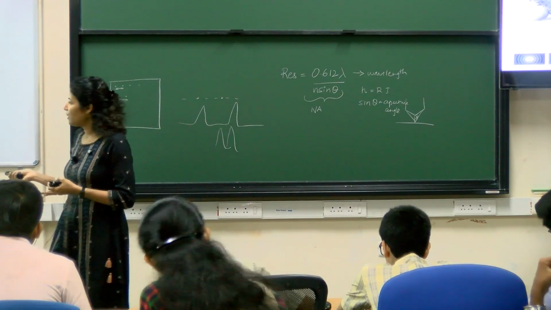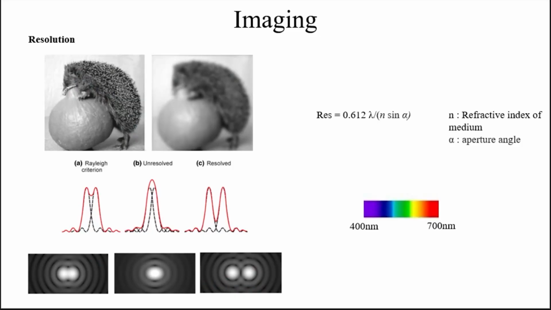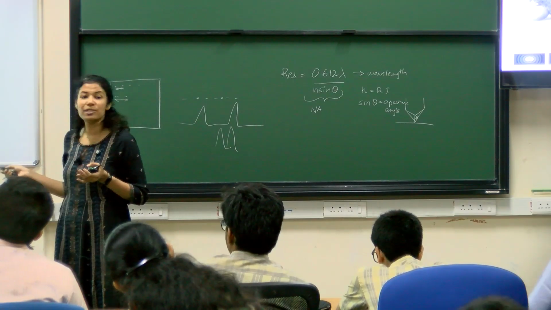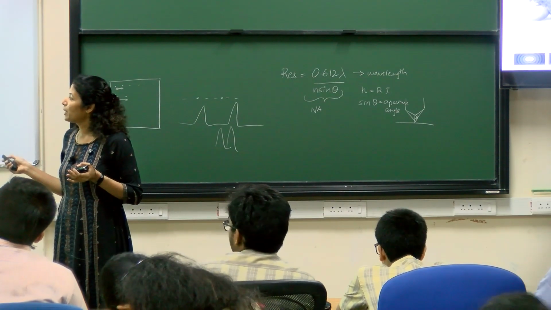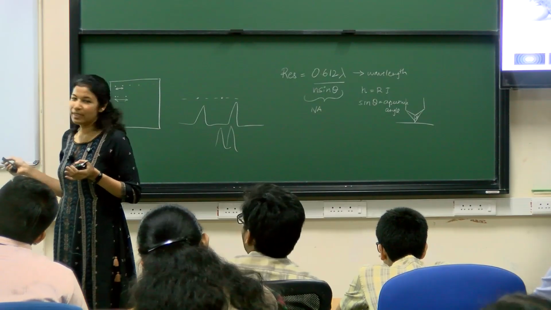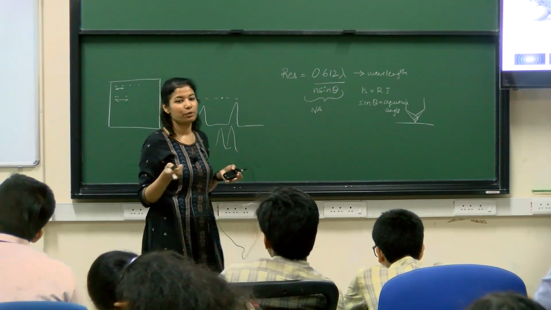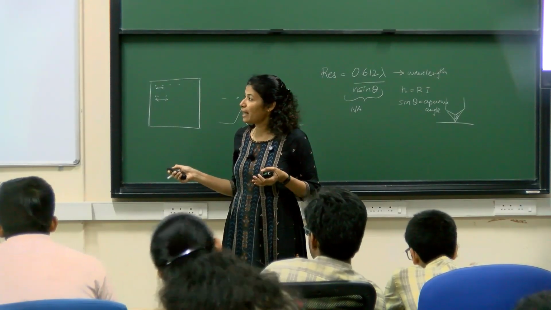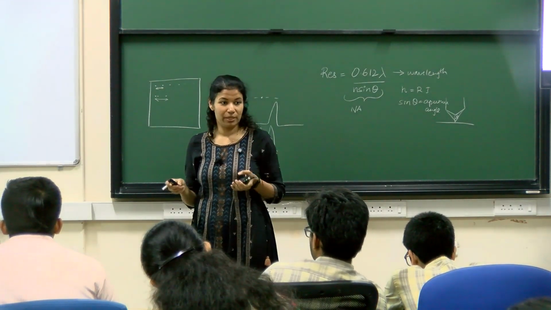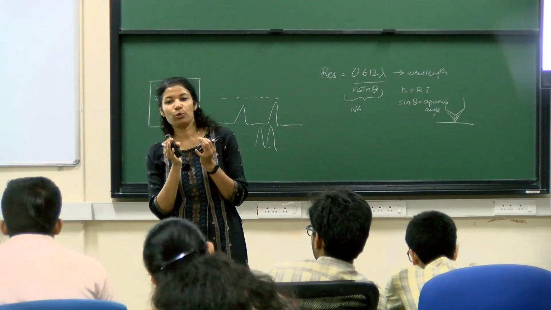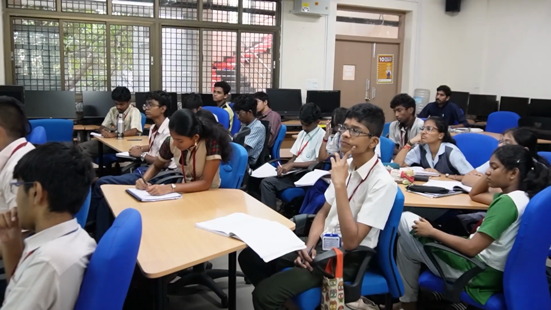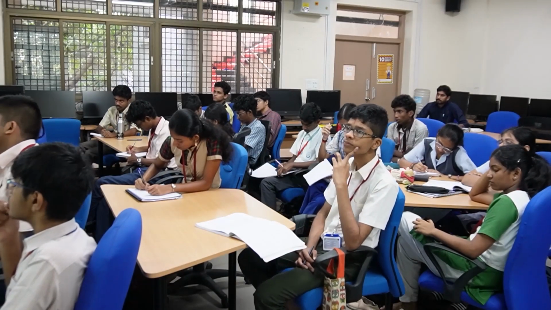If you have light, for example, you know that light is made up of a spectrum, from violet to red, so 400 nanometers to 700 nanometers is the wavelength. If you plug this in, I'm plugging in the lowest value here. If I put 0.612 into 400, and the numerical aperture of usually a light microscope is 1.4, you can calculate it to be 175 nanometers, right? So 175 to 200 is the limit of what you can image using a light microscope.